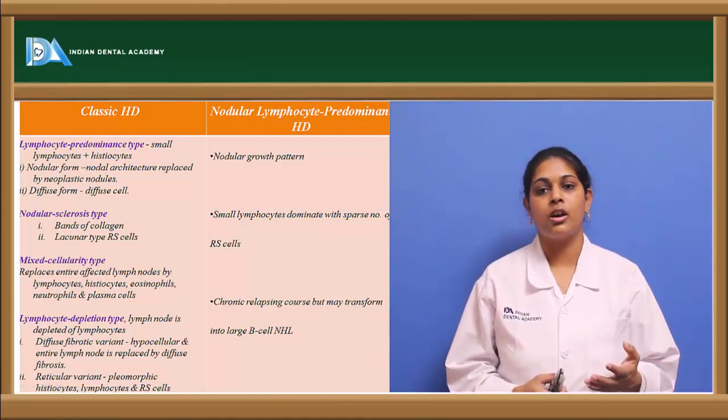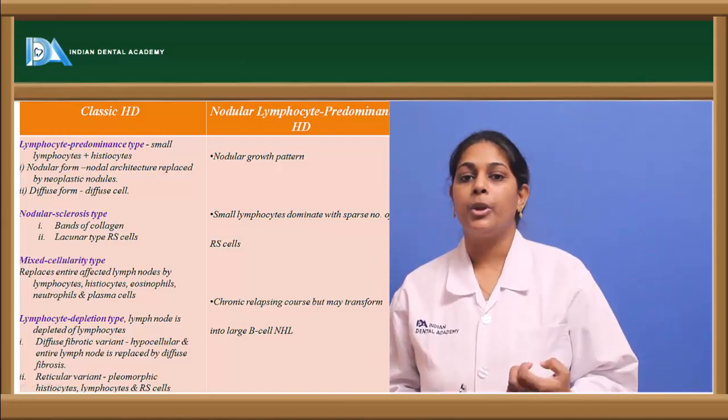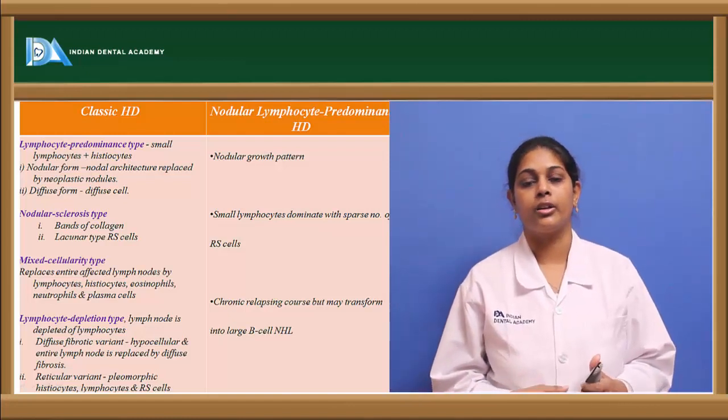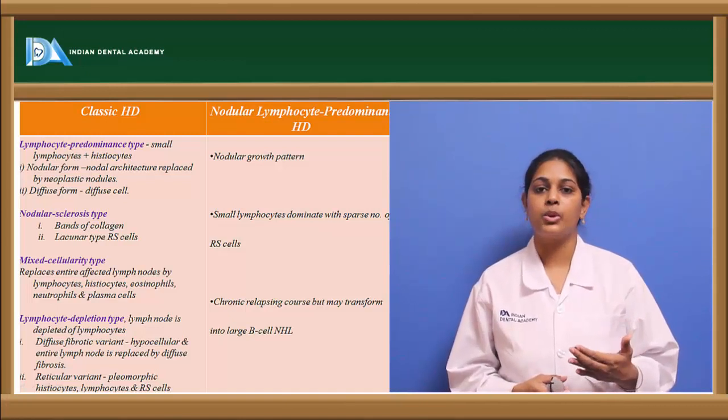That is, the histiocytes appear in various morphologies, and other than that, we also see pleomorphic lymphocytes and Reed-Sternberg cells. So this is what we see in the reticular variant. So this is the classic type of Hodgkin's lymphoma and its variants with subvariants.